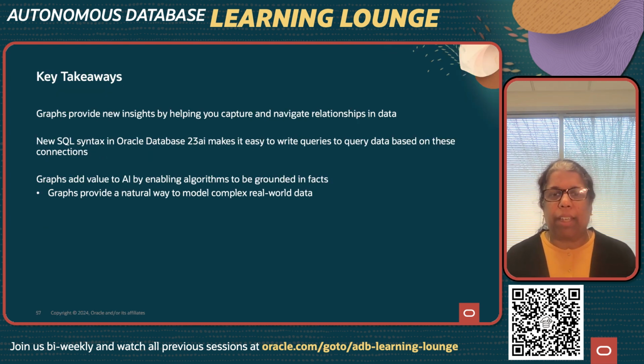So key takeaways: graphs provide new insights because of the way they capture relationships in data and make those relationships explicit. In Oracle Database 23 AI, we have new SQL syntax to make it really easy to write queries and query data based on these connections. And you saw that in Autonomous Database, we have Graph Studio, which makes it really easy to create a graph.